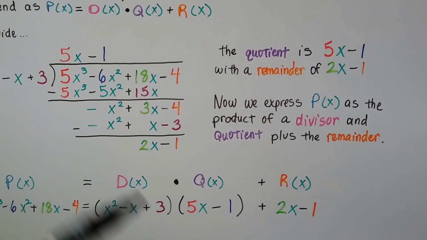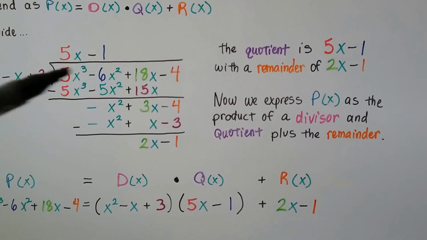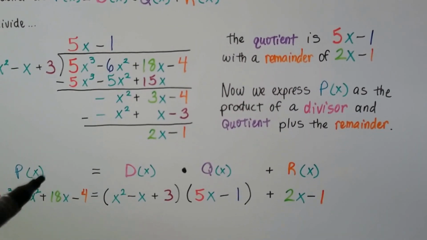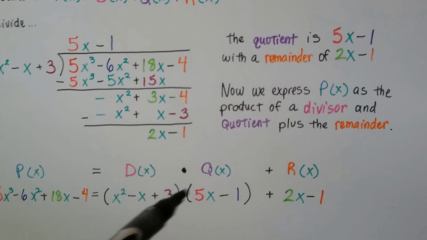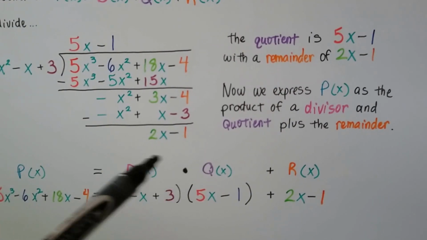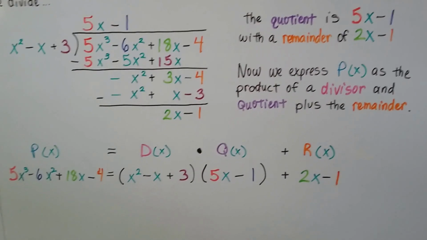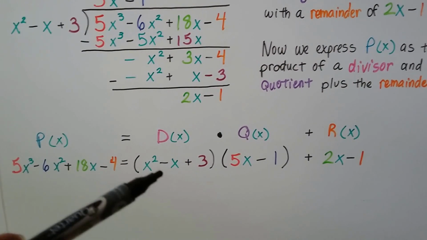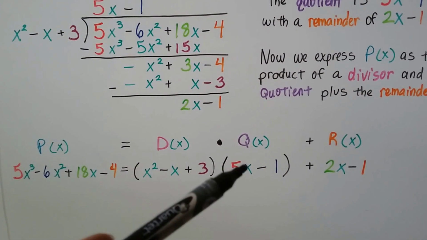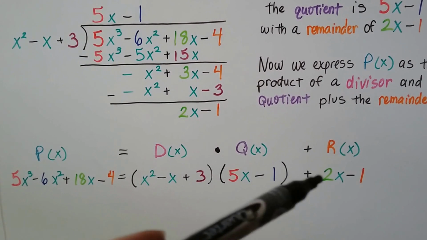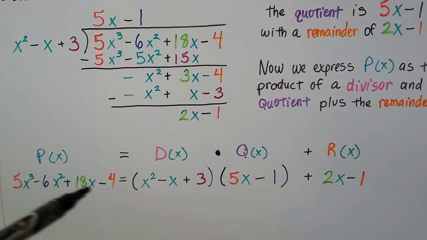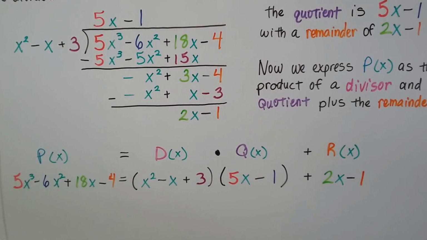Now we can express p of x, that polynomial, as a product of the divisor and the quotient multiplied together plus that remainder. So our polynomial is our divisor times the quotient, 5x minus 1, plus that remainder. That'll equal that polynomial. See?